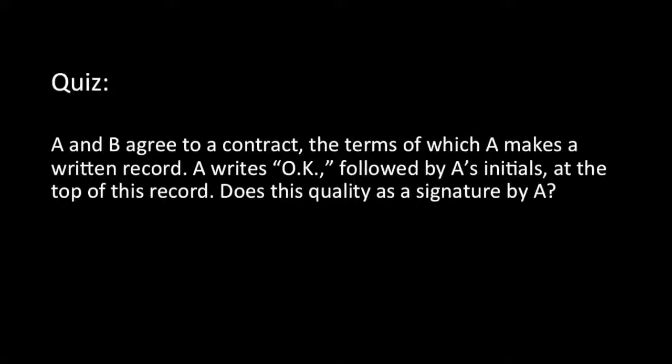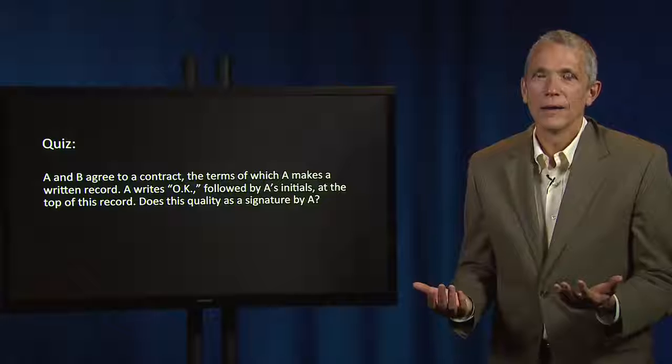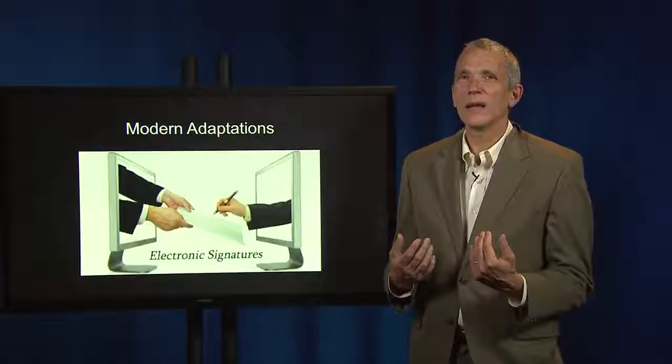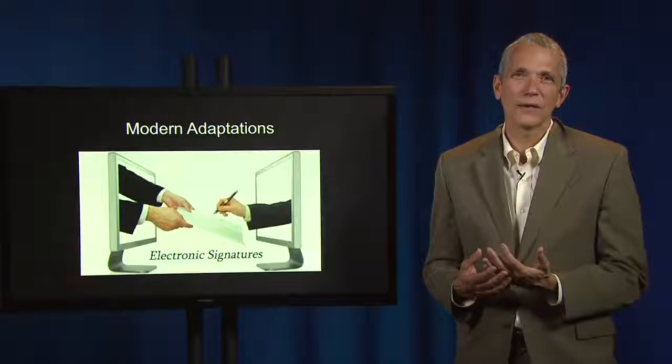So, A and B agree to a contract, the terms of which A makes a written record. A writes "OK," followed by A's initial at the top of this record. Does this qualify as a signature by A? Well, the answer is yes. As the UCC and Restatement suggest, courts have taken a broad view of what counts as a signature.